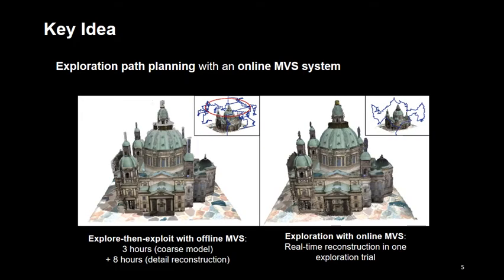To solve these problems, here we introduce a new method that utilizes an online multiview stereo system. Unlike the previous approaches, our method constructs a 3D model in real time and evaluates reconstruction quality. Then our method plans the exploration path using the reconstruction quality feedback. Therefore, we can construct the complete 3D model in one exploration trial without any rescanning trial.